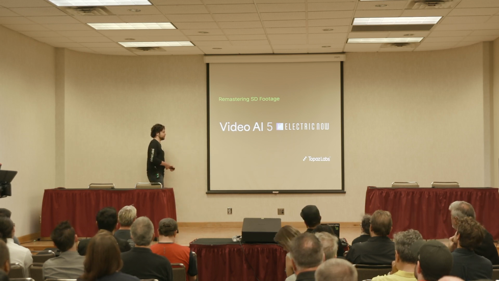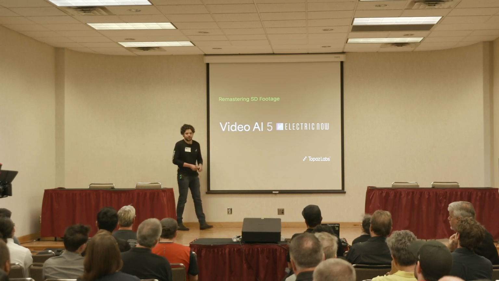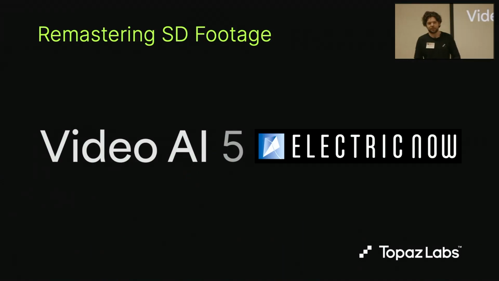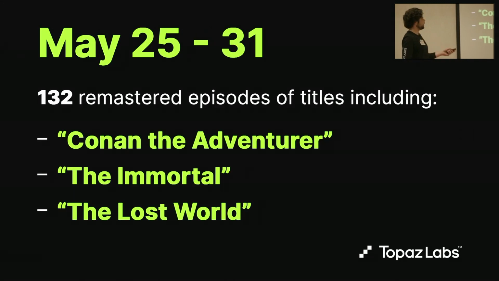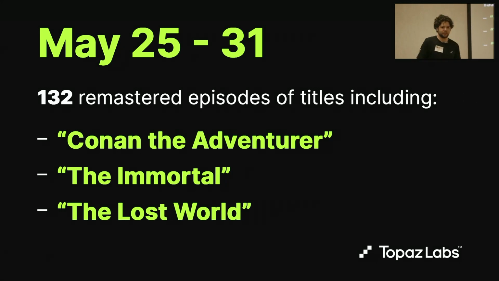We've partnered with Electric Now, which is a leading FAST network that's available on Roku TV, Amazon TV, all the smart TVs. And on May 25th, so starting this weekend, to the 31st, they're going to be airing 132 remastered episodes of a few TV series that they own the rights to. That includes Conan the Adventurer, The Immortal, and The Lost World.